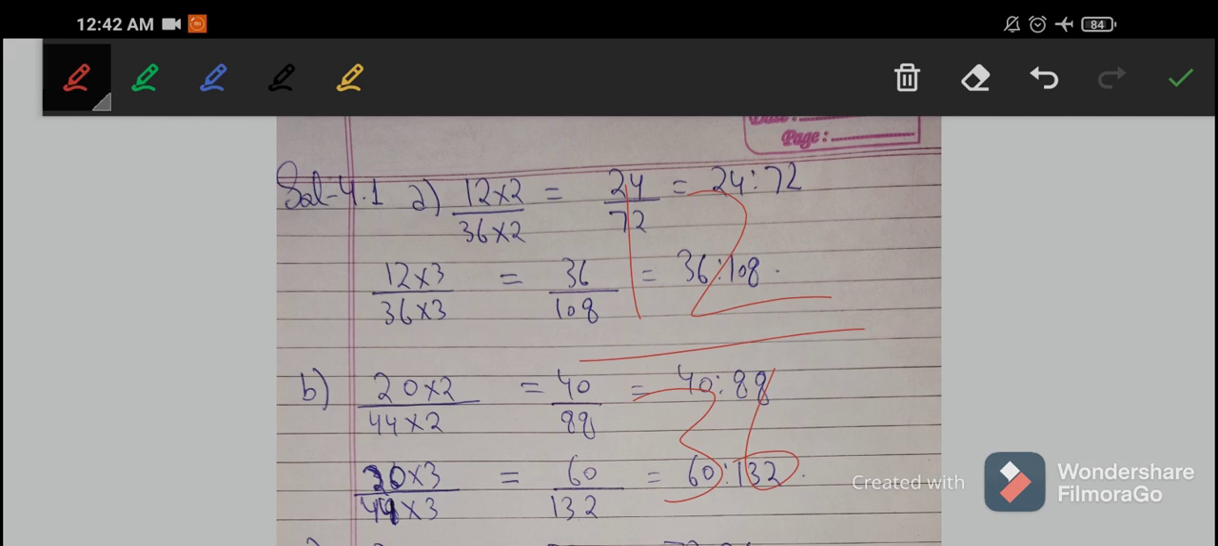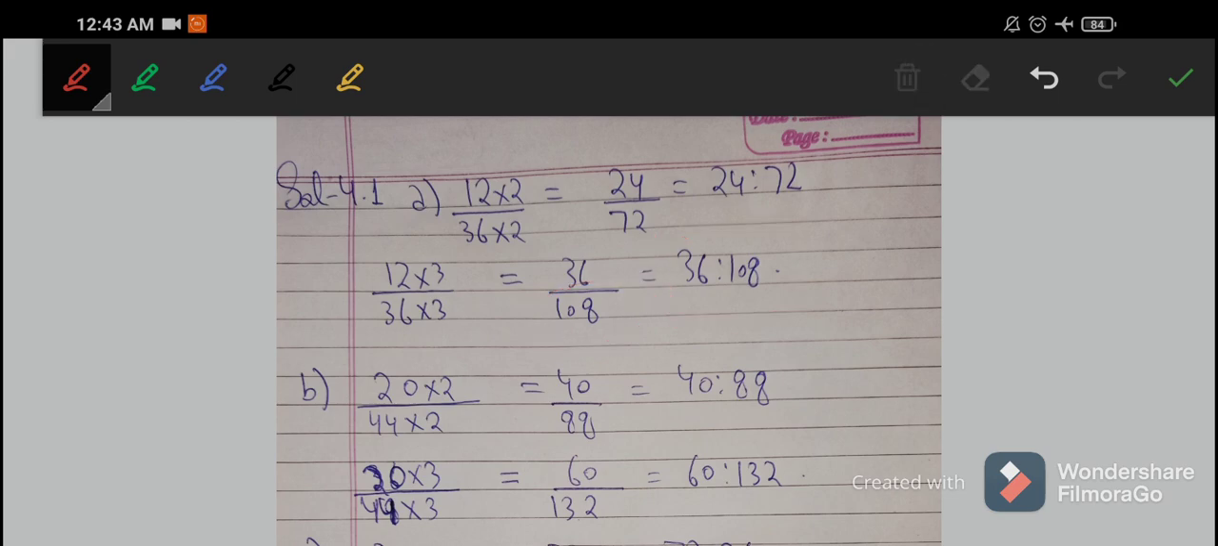Okay, so in order to find the first equivalent fraction, we will multiply both the numerator and denominator by 2 here. So 12 into 2 is 24 and 36 into 2 will be 72. So the first ratio is 24 ratio 72. Now children, we have to find two ratios. So in order to find the second one, we will multiply both the numbers by 3 here. So 12 into 3 will be 36 and 36 into 3 will be equal to 108. So the next ratio is 36 ratio 108. So we have got the equivalent ratios.